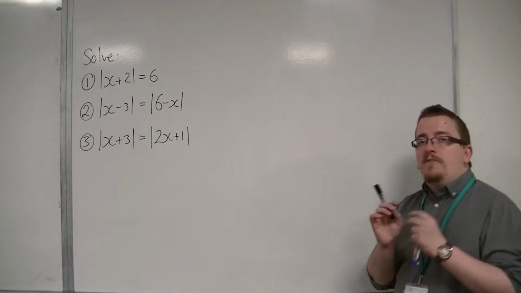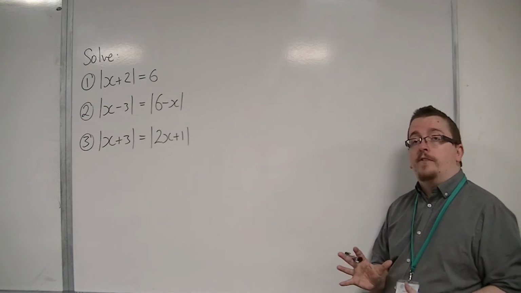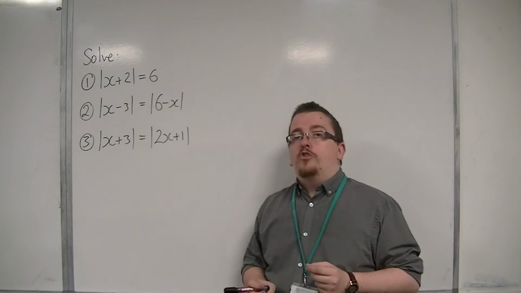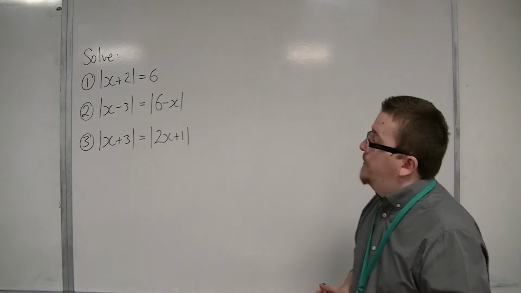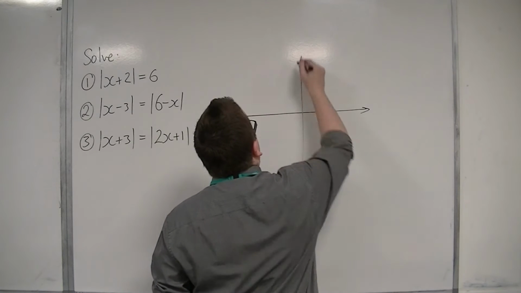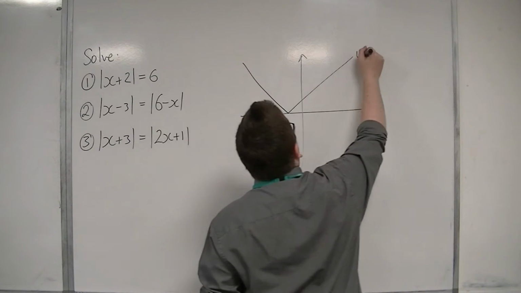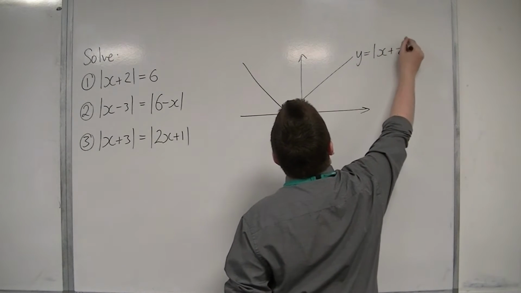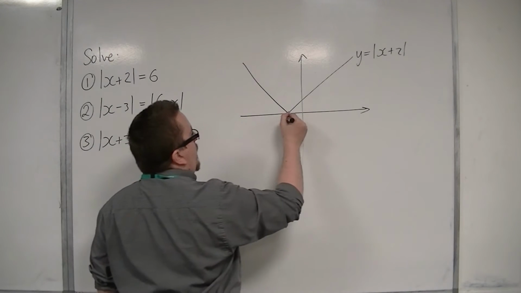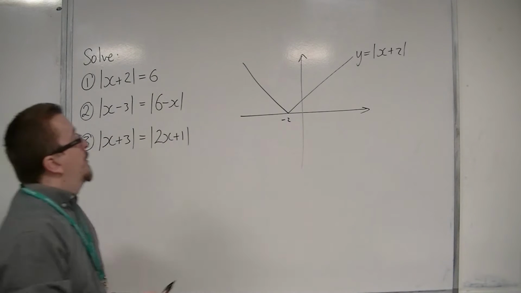Drawing a sketch can be very useful in identifying how many solutions you expect to find and also identifying where those solutions should be, to make sure your algebra is right. So the modulus of x plus 2 looks something like this, where this point is minus 2. And we're looking at where this intersects the line y is equal to 6.